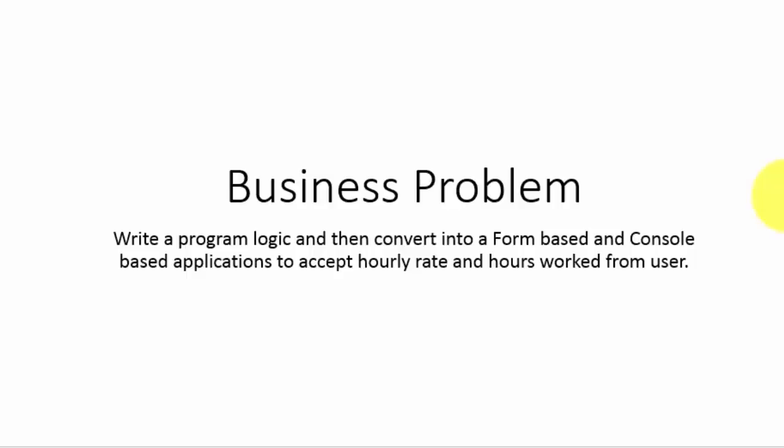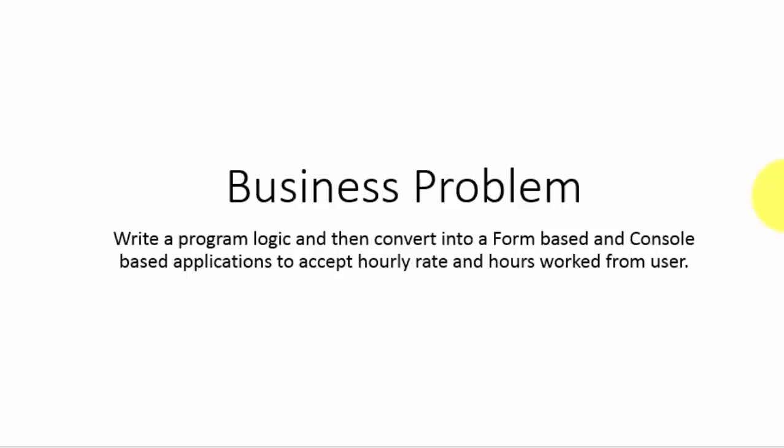The business problem is very much related to the assignment that you solved in the previous week, which is about accepting hourly rate and hours worked from the user. However, this time we are going to be writing an if condition which will let us give different kinds of pay to people who have worked more than 40 hours. So we're going to factor in the overtime pay and things of that nature.